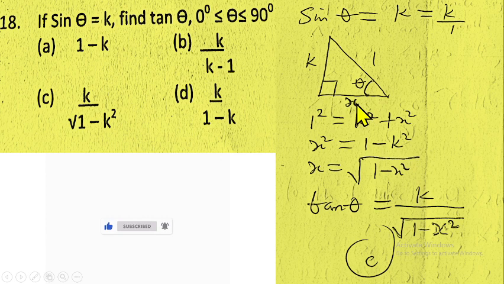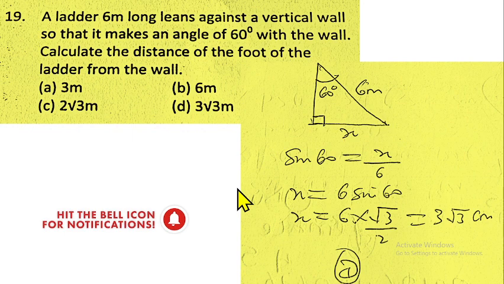And the question asks us to find tan theta. Tan theta is opposite over adjacent. So opposite over adjacent will be k over the square root of 1 minus k squared. And option C is the correct option for question number 18. Question number 19 is the application of trigonometric ratio.